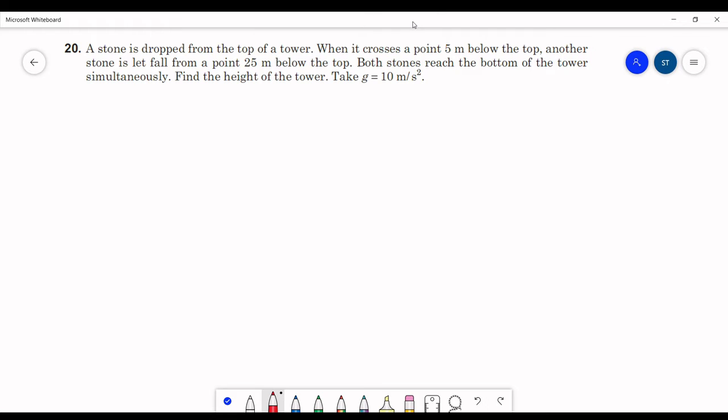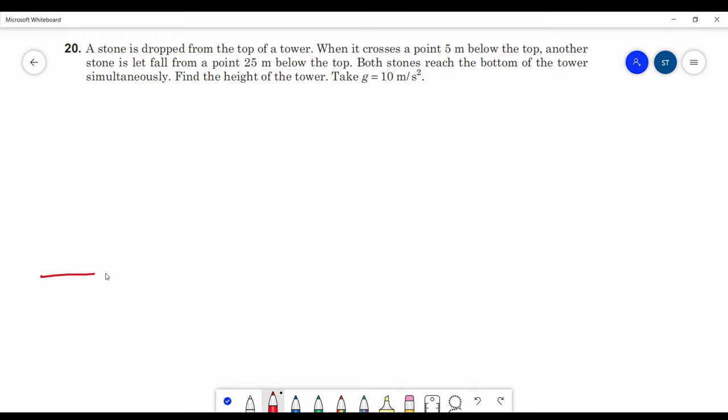The question given is, a stone is dropped from the top of a tower. When it crosses a point 5 meters below the top, another stone is let fall from a point 25 meters below the top. Both stones reach the bottom of the tower simultaneously. Find the height of the tower, taking g equals 10 meters per second squared.